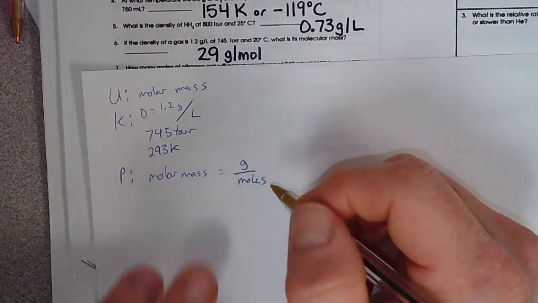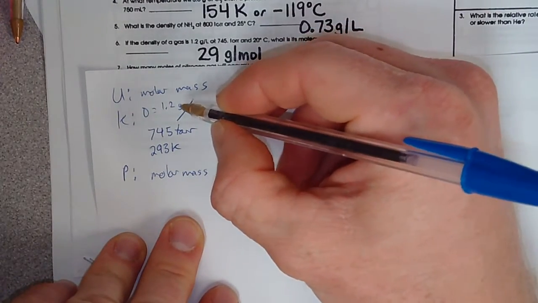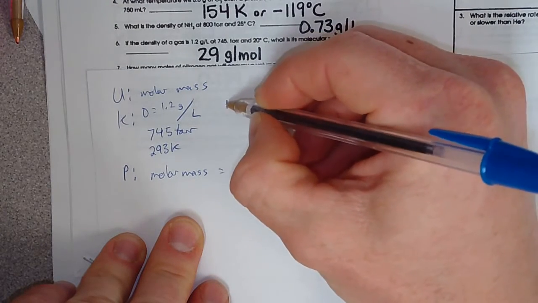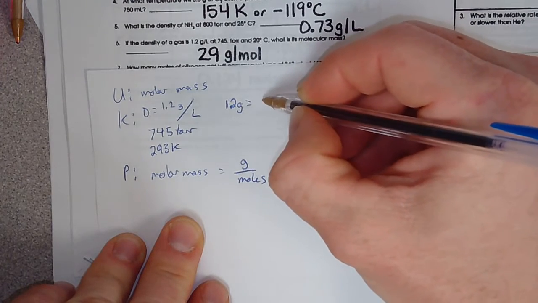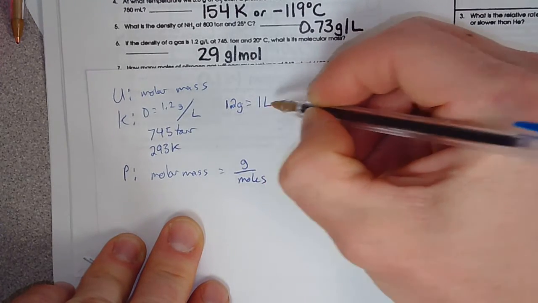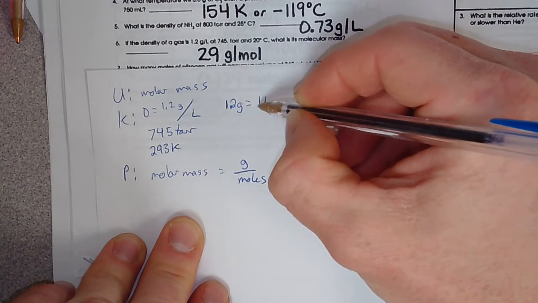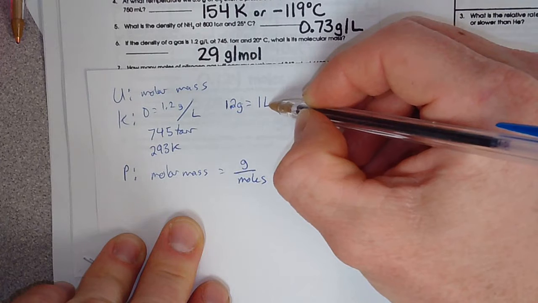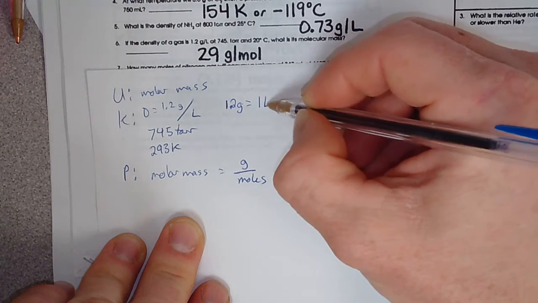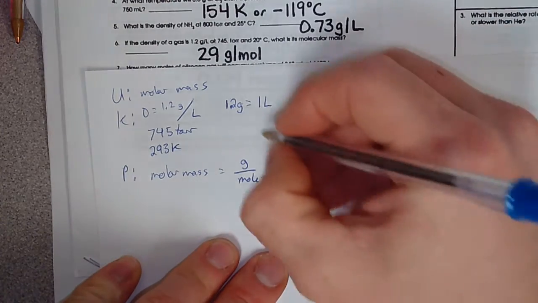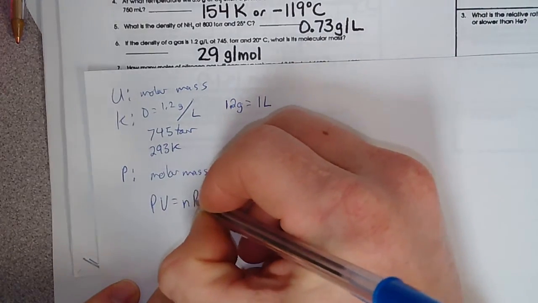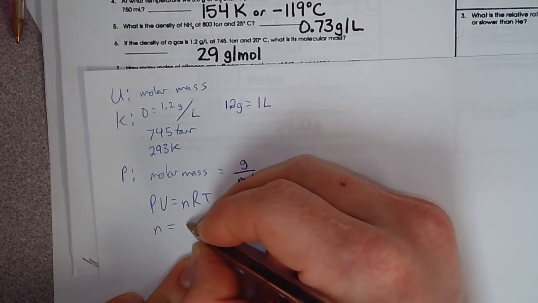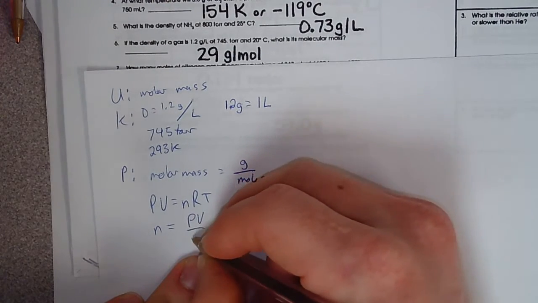Now, the density can be useful to us because what this means about this gas is that 1.2 grams of the gas equals 1 liter of the gas. So here's grams. Let's figure out how many moles are in this liter of gas. So we can use the ideal gas law, PV equals nRT, to do that. Solve that for n. So it'll be PV divided by RT.